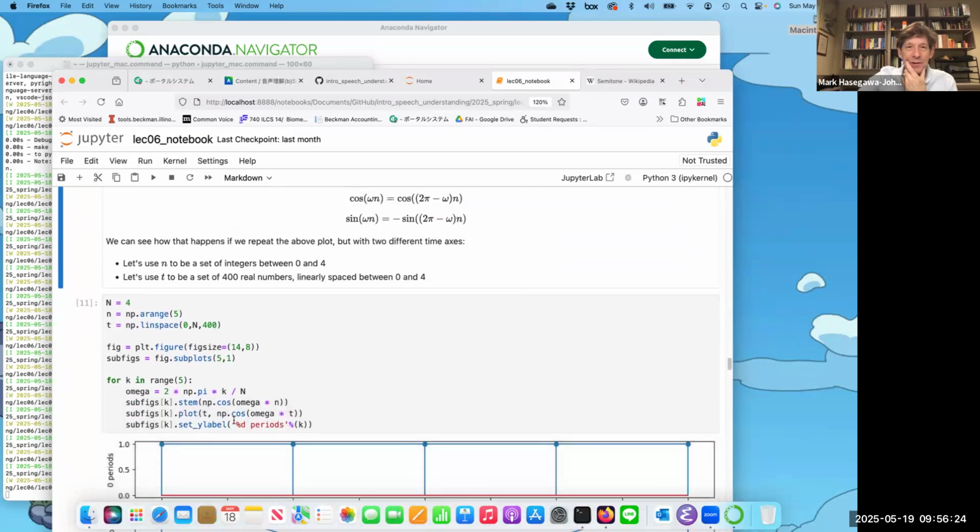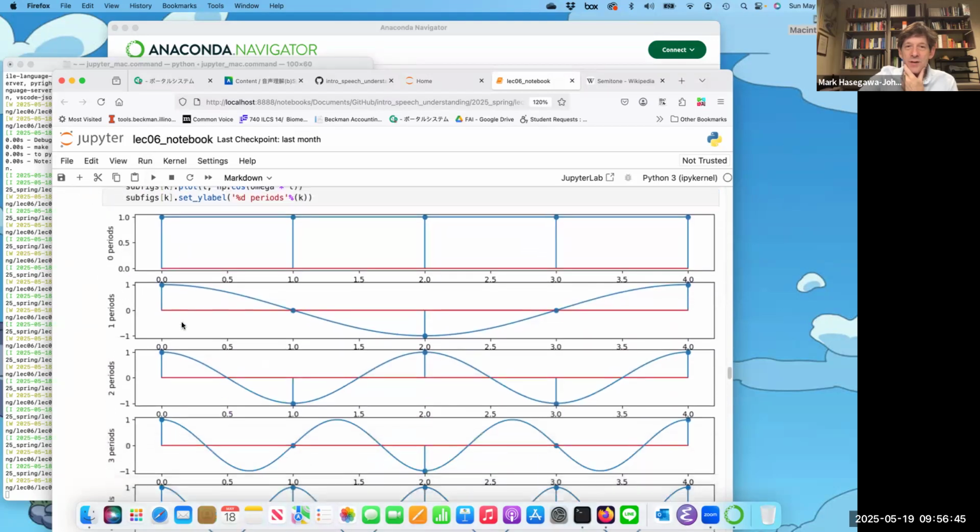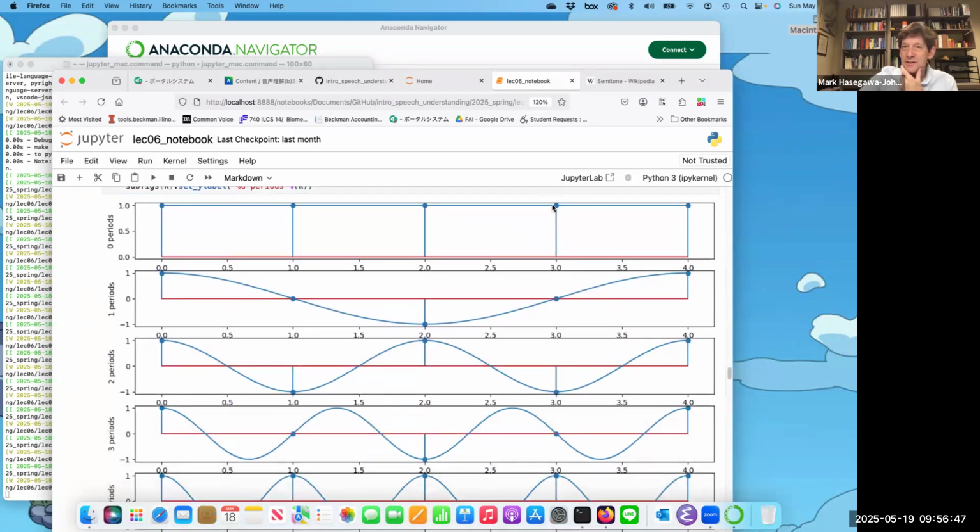well, I've shown this here. I've created a sequence N that has only 4 samples and a sequence T that has 400 samples in the same time period. And now I'm going to use the stem plot to show the low sampling rate, and I'm going to use a regular plot to show the high sampling rate. And when I do that, you can see that at 0 hertz, it's just a constant. At 1 complete cycle, it goes to 0, and then -1, and then 0, and then +1. At 2 complete cycles, it goes to 0, and then +1, -1, +1, -1.